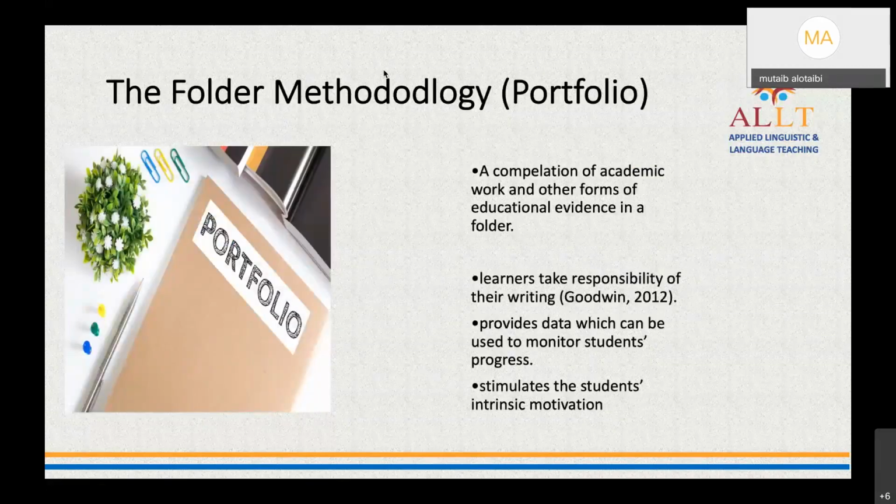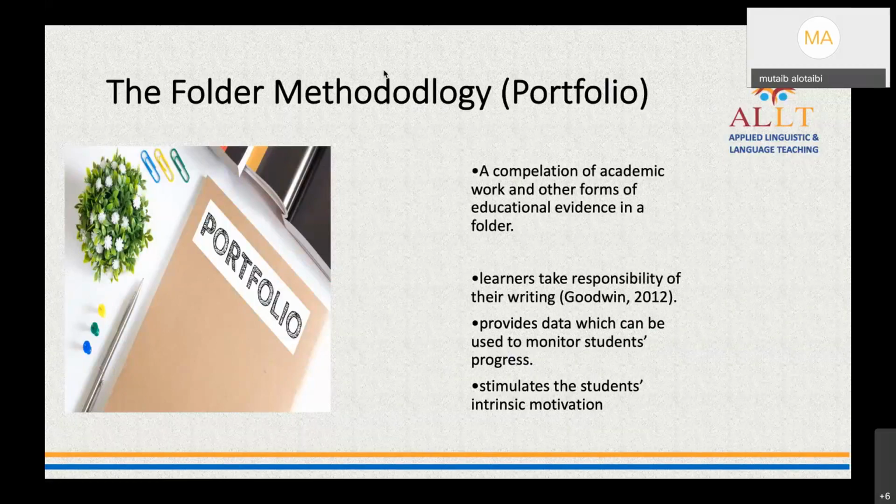The second technique I propose is the folder methodology, the portfolio. It is a folder that allows each learner to take responsibility for his or her previous and current writing errors. This portfolio provides data which can be used by writing teachers to monitor their students' progress.